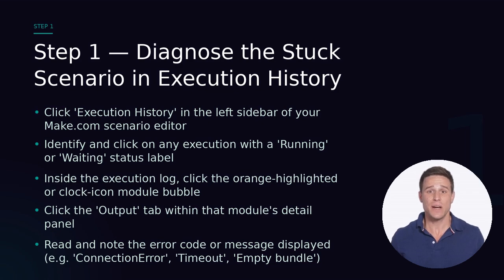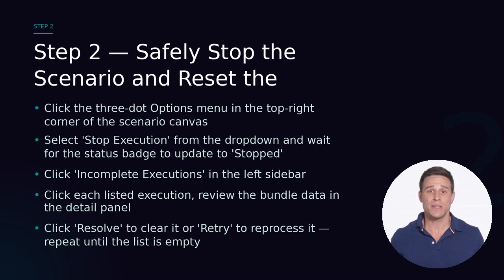Head to the left sidebar and click Execution History. You'll see a list of recent runs. Look for any with a status of running or waiting. Those are your culprits. Click on one. It opens a full log. Each bubble represents a module. Click the bubble that's highlighted in orange or has a clock icon. That's where it's stalled. Check the Output tab inside that bubble. You're looking for an error code, a timeout message, or an empty bundle. Note down exactly which module it is and what the log says. That tells us everything. Right, now we can intervene.